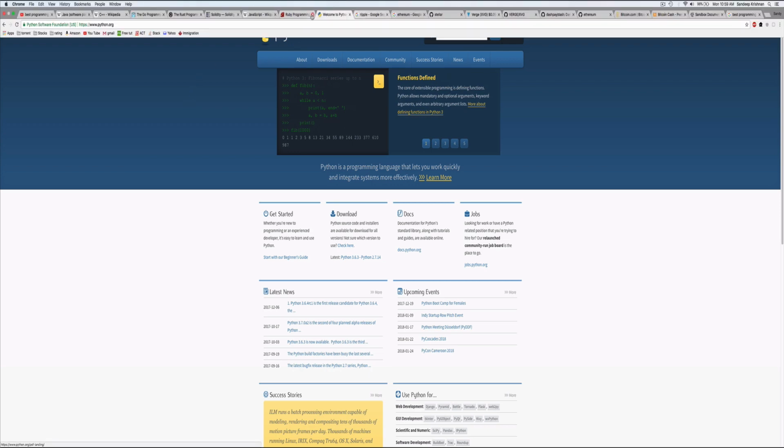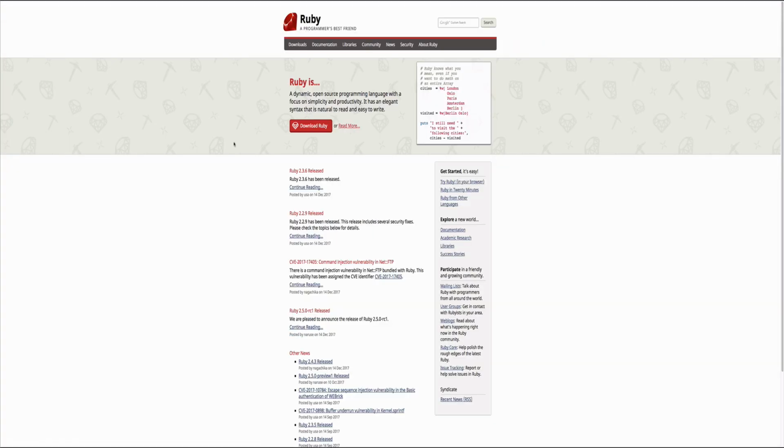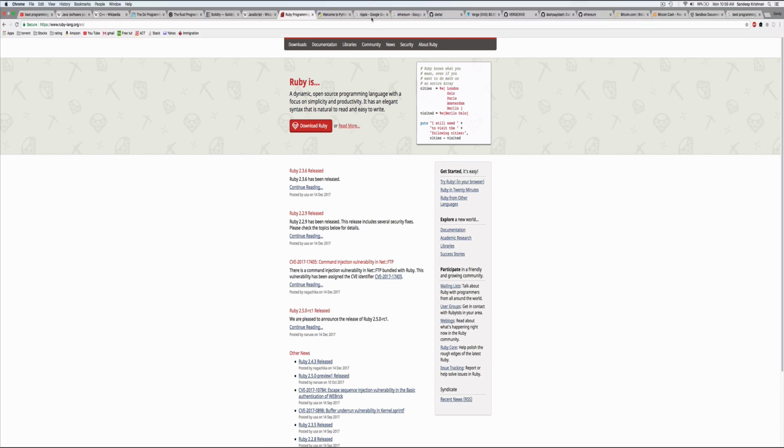Okay, so the next one is Ruby. Ruby is the language of the web world, of course. Quite a famous language, again written by a Japanese guy. Especially good at the backend stuff and very good at building quick web apps. So these were the languages.